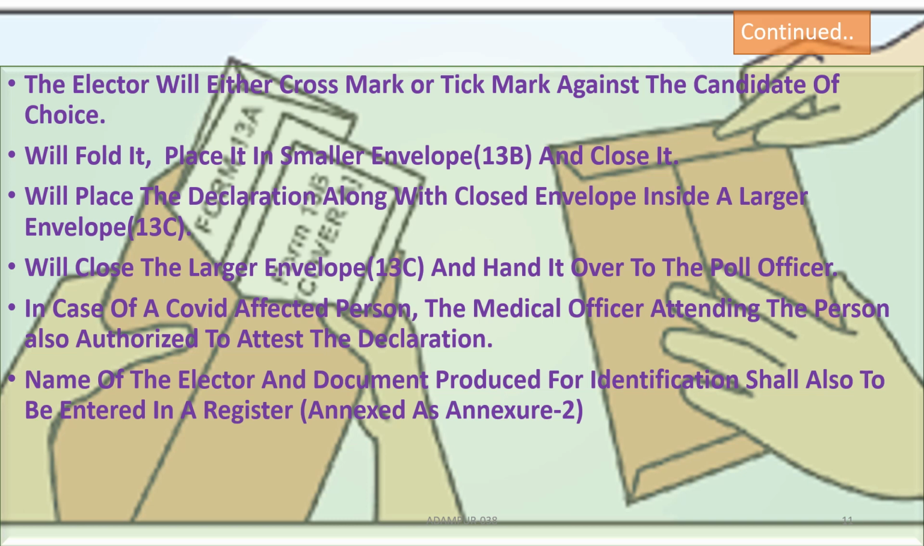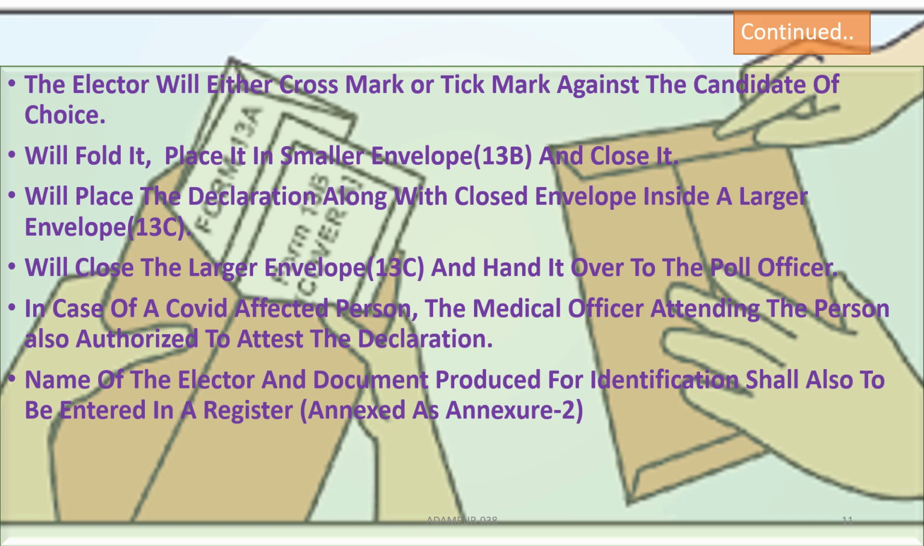The elector will either cross mark or tick mark against the candidate of his choice, fold it, place it in the smaller envelope 13B and close it. He will place the declaration along with the closed envelope inside the larger envelope 13C, close the larger envelope 13C and hand it over to the polling officer. In case of a COVID affected person, the medical officer attending the person is also authorized to attest the declaration.